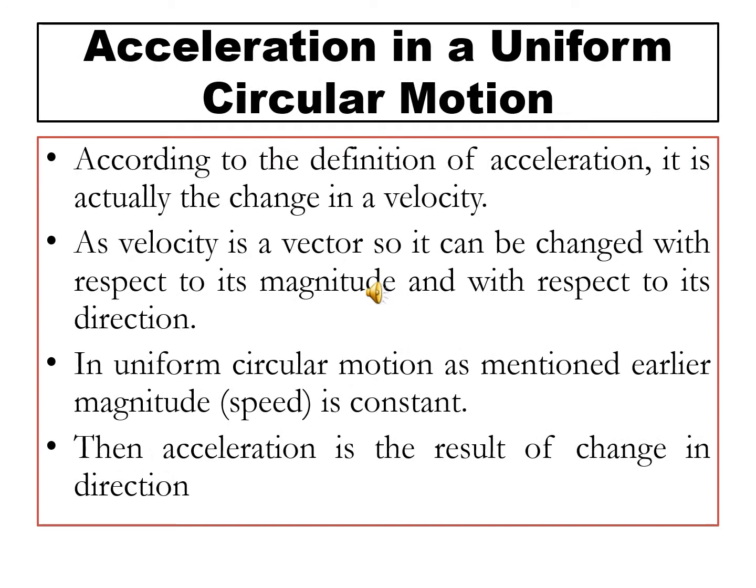According to the definition, acceleration is actually the change in velocity. As velocity is a vector, it can change with respect to its magnitude and with respect to its direction. In a uniform circular motion, as mentioned earlier, the magnitude is constant, and acceleration is actually the result of the change in direction.